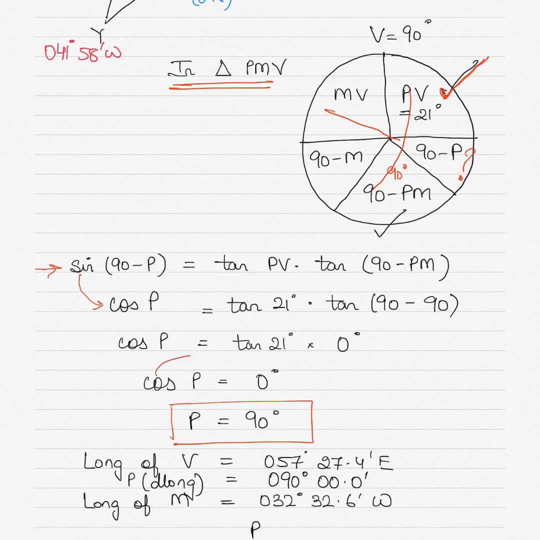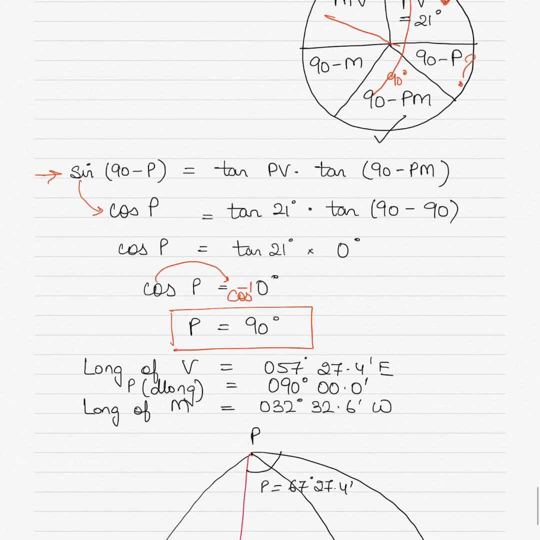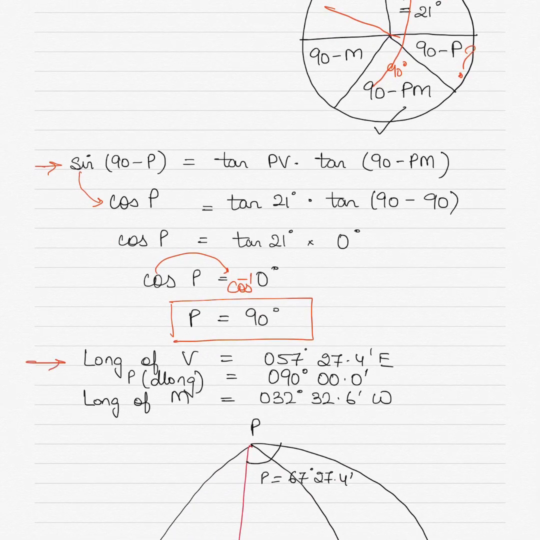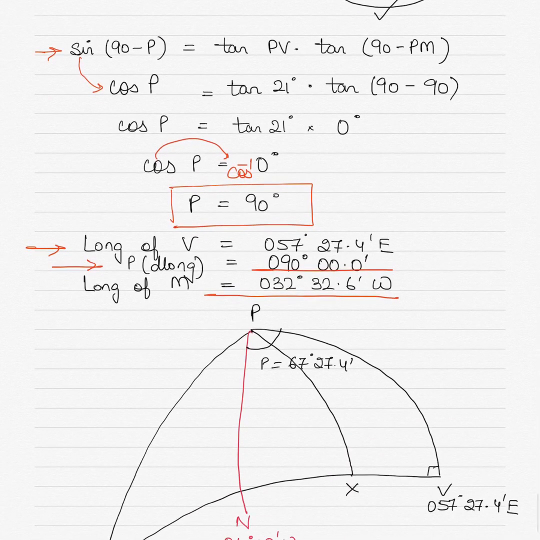Alright, so cos P equals 0. Take cos to the other side, cos inverse of 0 is 90 degrees. Now if the longitude of the vertex is known to you as 57 degrees 27.4 minutes east and the D long is 90 degrees, again similarly your longitude will be 32 degrees 32.6 minutes west.